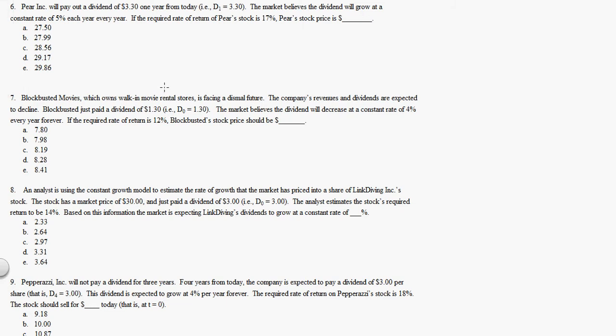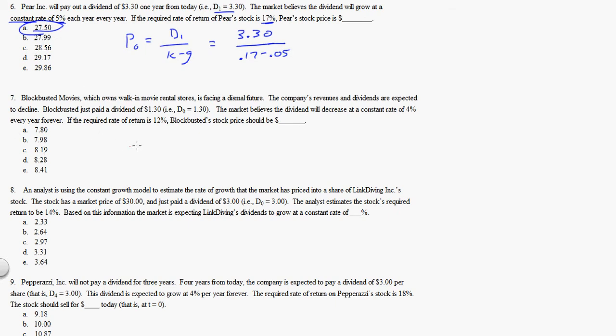Okay, question number 6. We're trying to find the price of a stock, and it has constant growth. That's good news. We know the constant growth formula is P0 equals D1 over k minus g. We're given D1. This is going to be an easy one then, $3.30 divided by the required rate of return, which is 0.17 minus the growth rate of 0.05, and that's going to be $27.50, answer A.